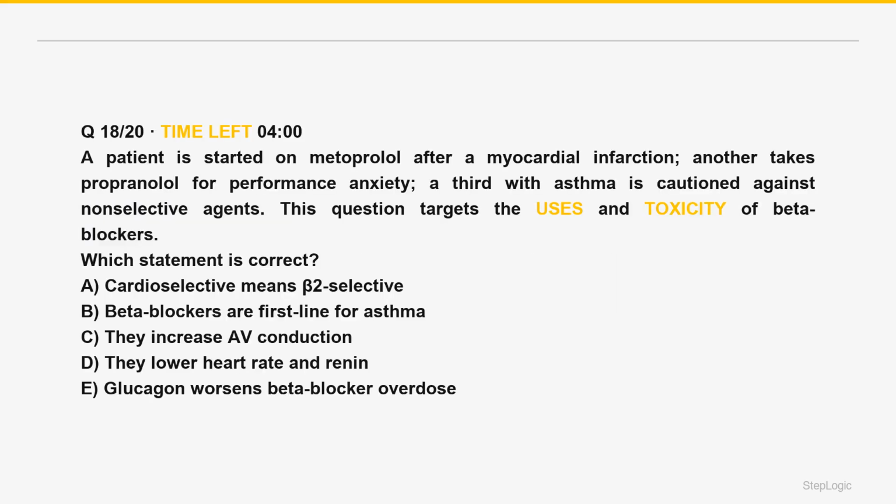Which statement is correct? A patient is started on metoprolol after a myocardial infarction. Another takes propranolol for performance anxiety. A third with asthma is cautioned against non-selective agents. This question targets the uses and toxicity of beta blockers. Read the command. Which beta blocker statement is correct? Decreased HR, contractility, AV conduction, renin, uses: HTN, post-MI, HF, arrhythmia, cautions: bronchospasm, bradycardia, masking hypoglycemia, overdose: glucagon.